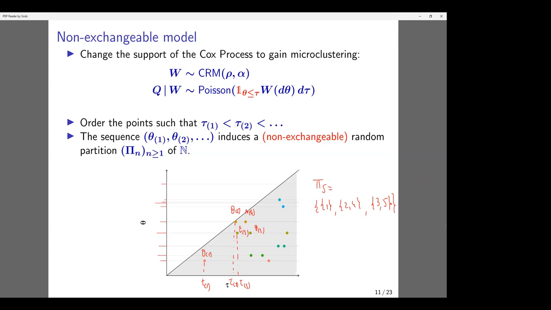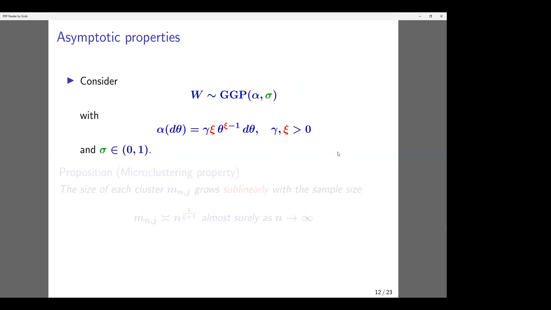And so now I'm going to describe the properties of this non-exchangeable random partition. It's completely parameterized here by this Levy intensity rho and the base measure alpha. So I will describe the asymptotic properties. In the paper, we derive them under general assumptions on rho and alpha. Here, again, I'm going to focus on a special case where you can recover a range of properties. So I take W to be a generalized gamma process with base measure alpha and power law exponent sigma, where sigma is between 0 and 1, 0 excluded.